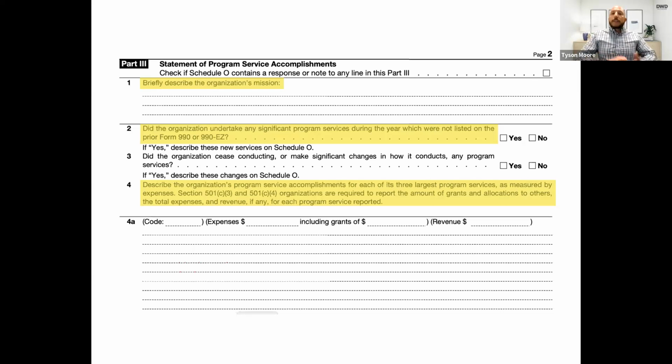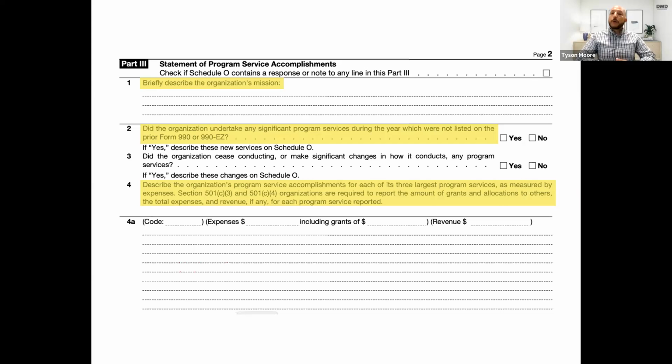Let's say you provide training services to adults, and you start to expand those services to include high school students. I would say that's probably not a significant change in program. So just keep in mind that when you're making significant changes, those do need to be reported here.